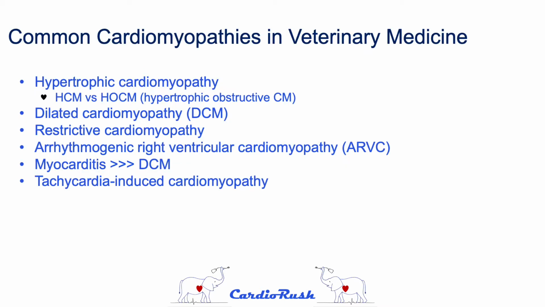So common cardiomyopathies in veterinary medicine include hypertrophic cardiomyopathy, which is most common in cats, dilated cardiomyopathy, which occurs in many species, restrictive cardiomyopathy, arrhythmogenic right ventricular cardiomyopathy, also called ARVC. We do see animals that have myocarditis that leads to a dilated cardiomyopathy type of phenotype for the heart. And then sustained tachycardia over a series of days or weeks will also lead to a cardiomyopathy. This is sometimes referred to as tachycardia-induced cardiomyopathy.